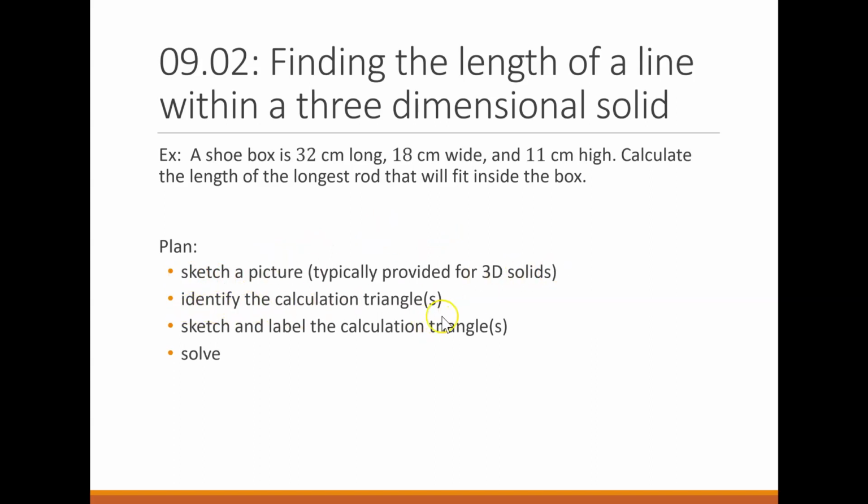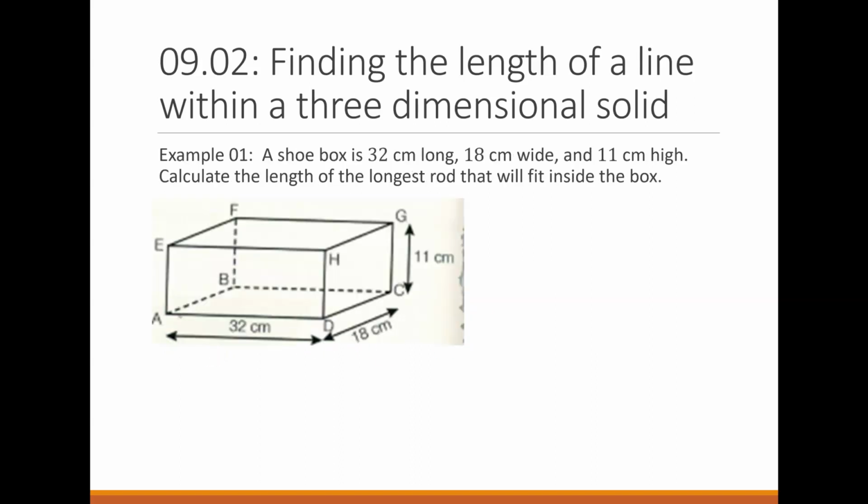We're going to identify the calculation triangle or triangles that we need to solve this, sketch and label those calculation triangles, and then solve. So we'll start with our picture.